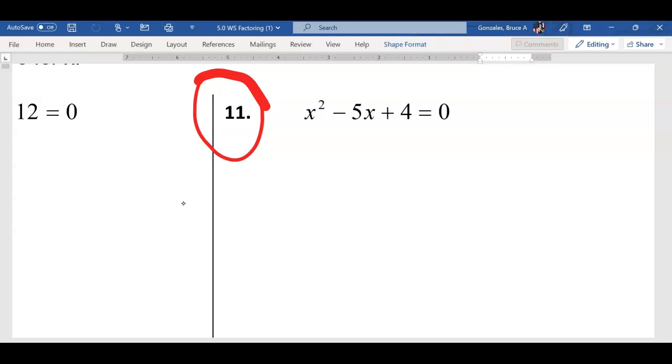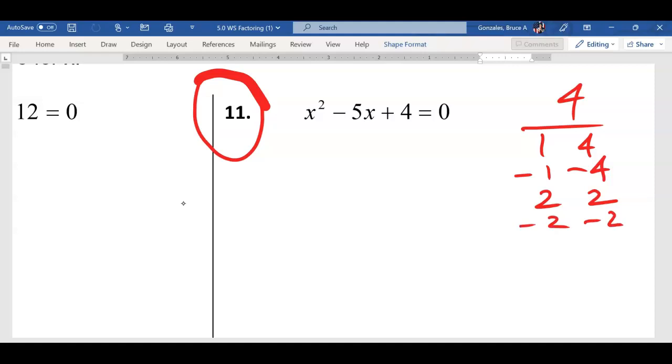All right, number 11. This, I guess, isn't the hardest one, but I just want to make sure you see different variations of positive and negative signs. So what am I going to find the factors of here? Okay, 4. What are my factors of 4? 1 times 4? -1 times -4. What else? 2 times 2. And then, what else? -2 times -2. All right, that's it. Which one of these options will give me -5 when I add them up?